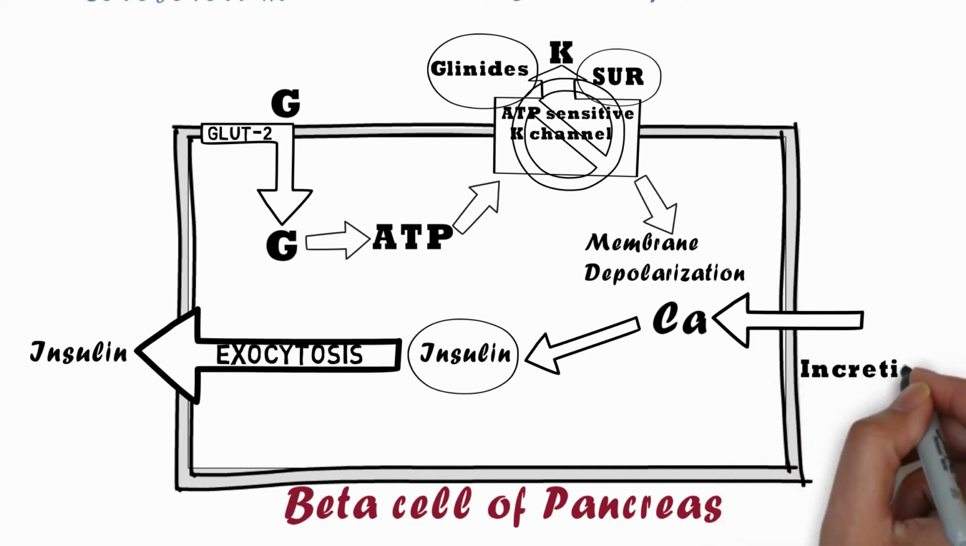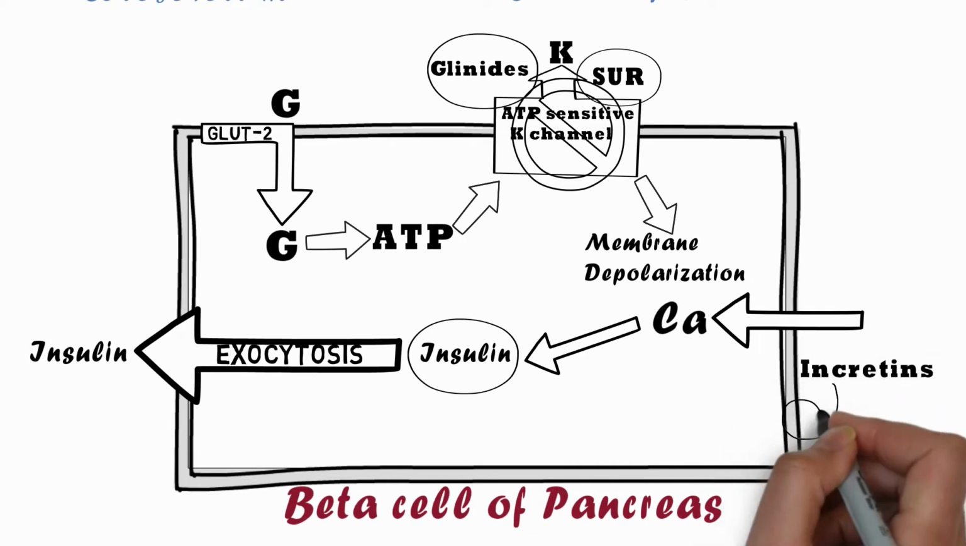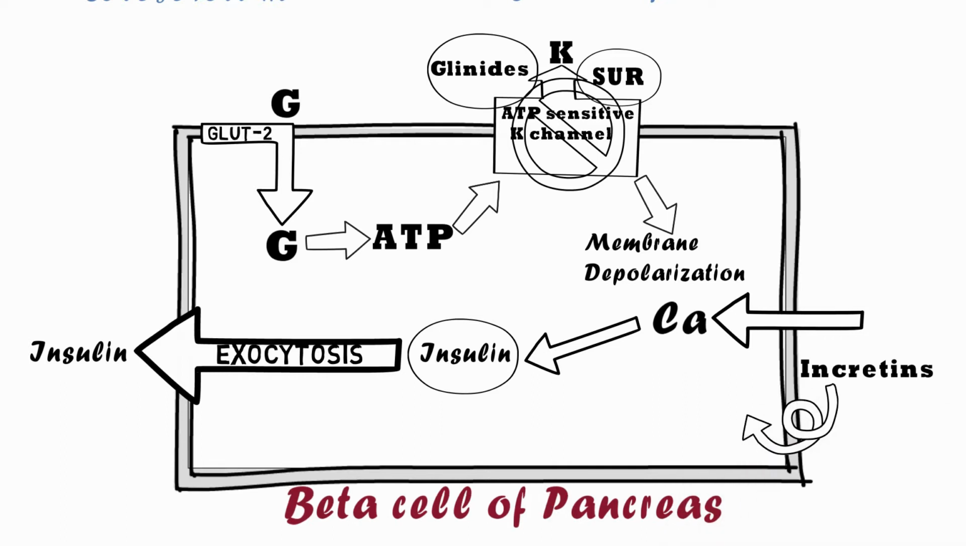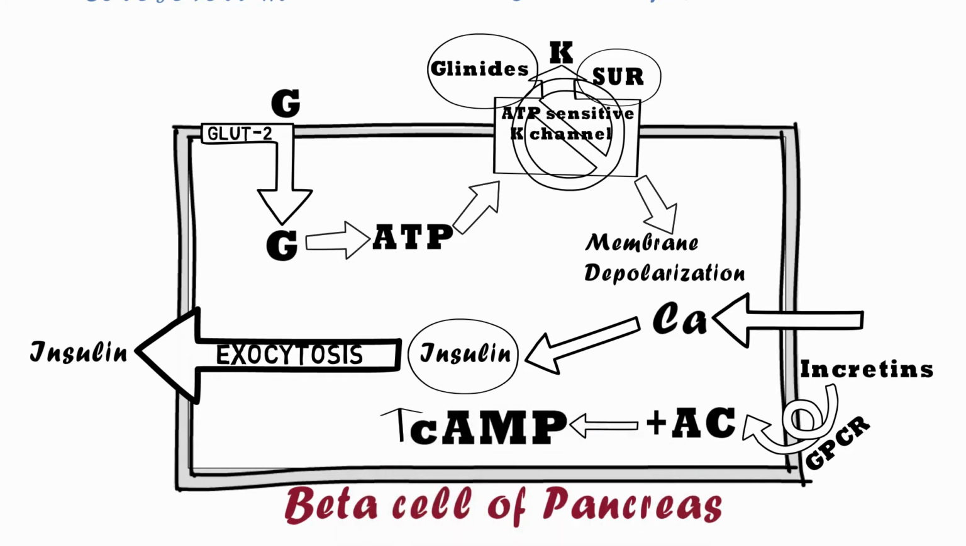Incretins, on the other hand, act through G-protein coupled receptors. Beta cells of pancreas have the G-stimulatory form of G-protein coupled receptor, which on stimulation causes the stimulation of adenylate cyclase and results in increased level of cAMP in the cells. This cAMP also helps in exocytosis of insulin-filled vesicles out from the cell.